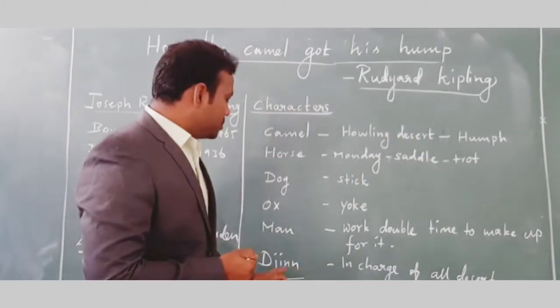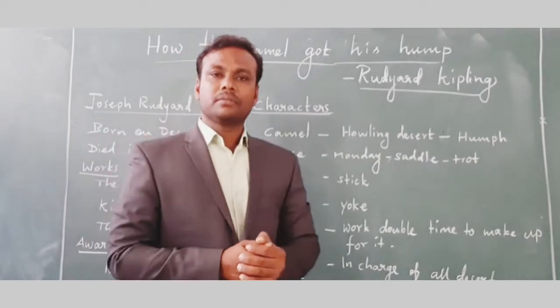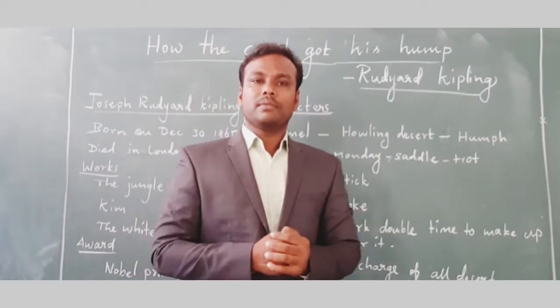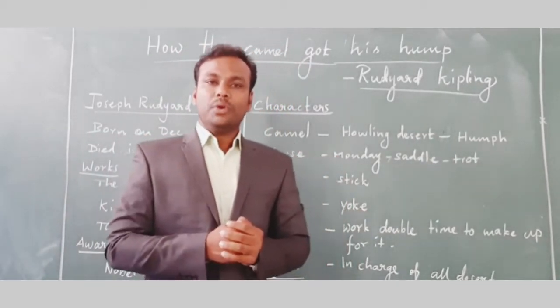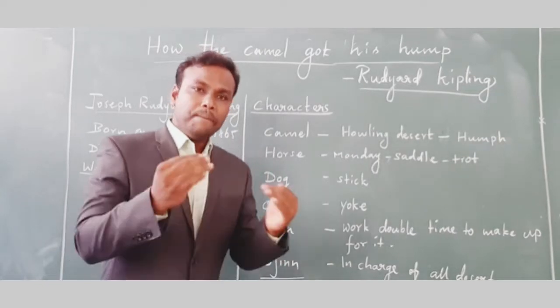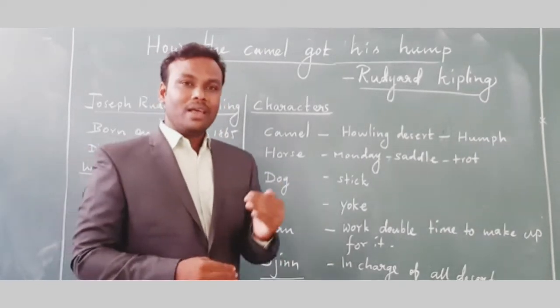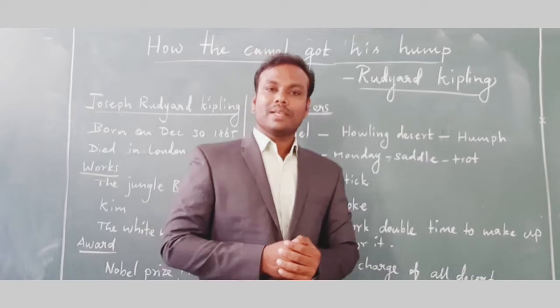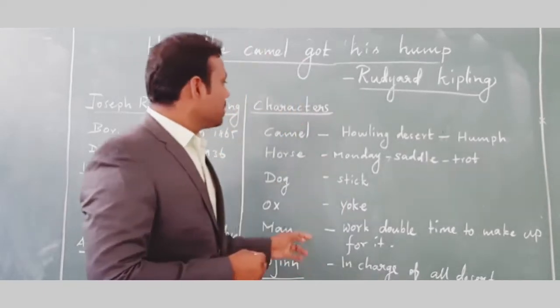Then the jinn said, wait a minute. This is my camel only. This is my animal only. Wait a minute. I will hump you. The jinn then went to meet the camel.